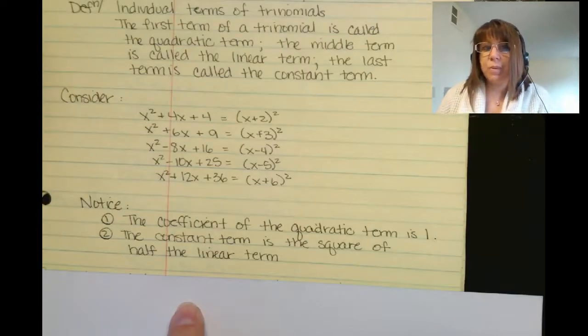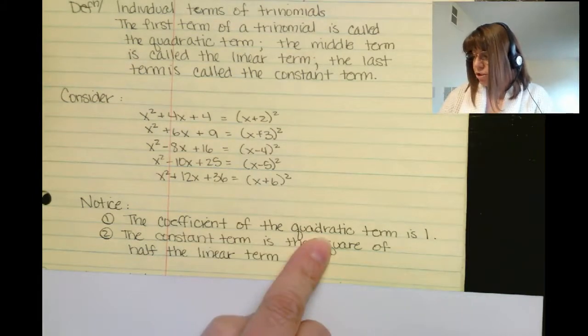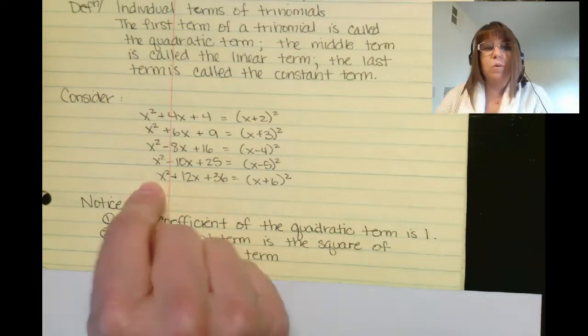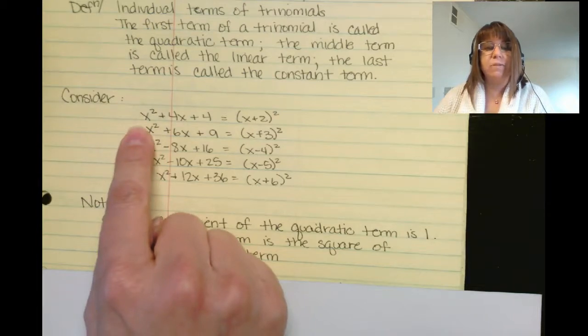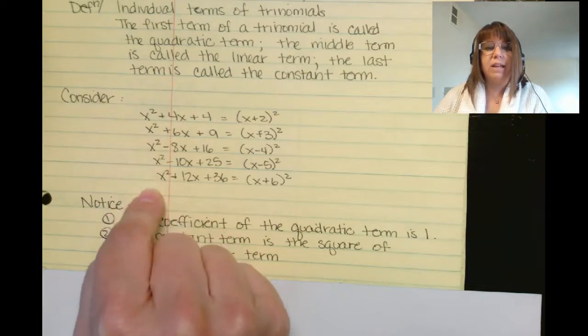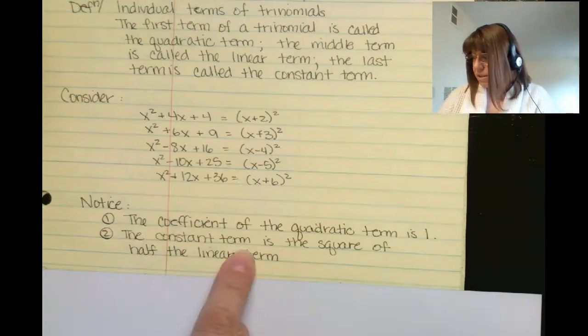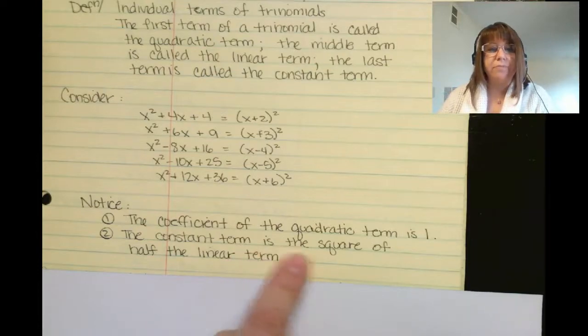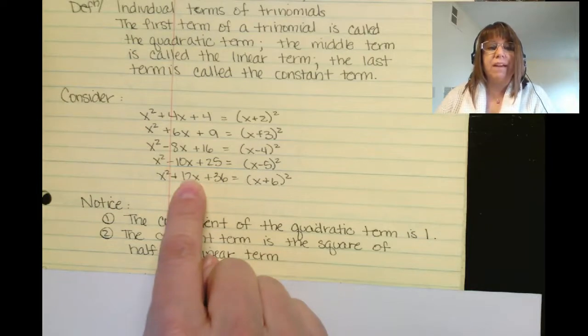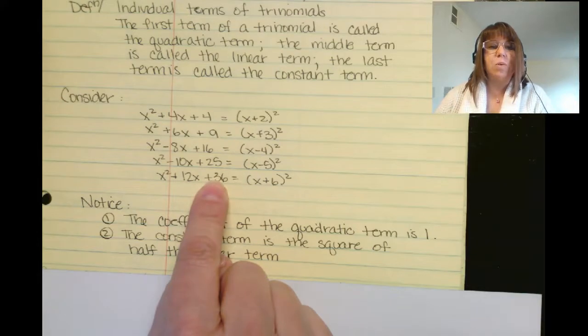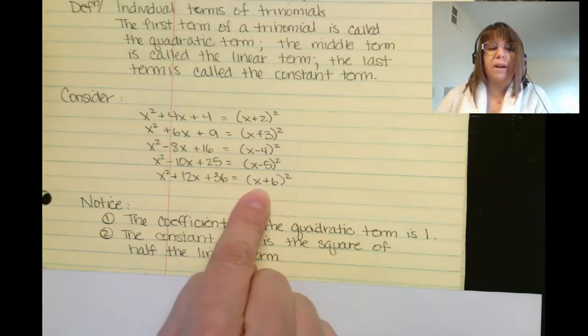Here are a couple of things that we really should take note of. First, the coefficient of the quadratic term is 1. The quadratic term is the first term of the trinomial, and all of these have a quadratic term coefficient of 1. Secondly, the constant term is the square of 1/2 the linear term. So 1/2 of the linear term here is 6, and then that number is squared. 6 squared is 36, and that gives us a perfect square.